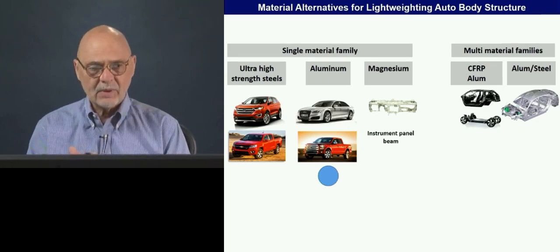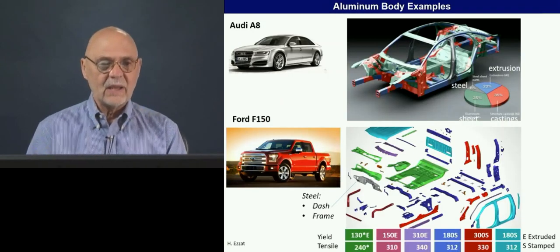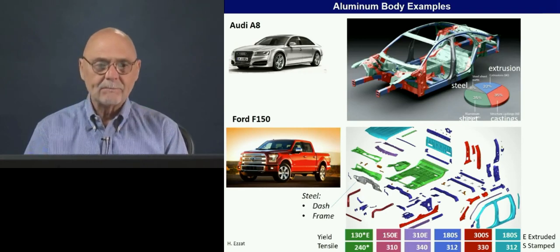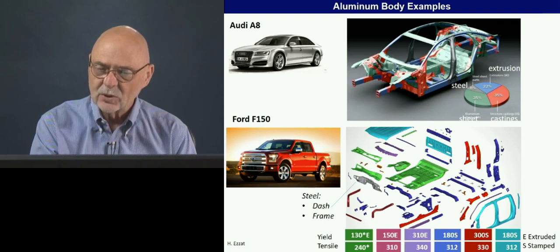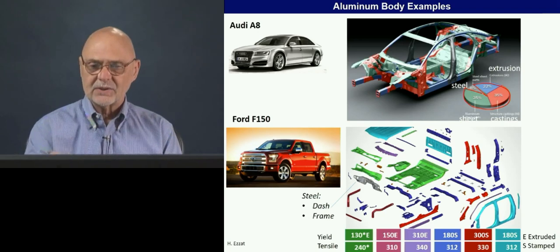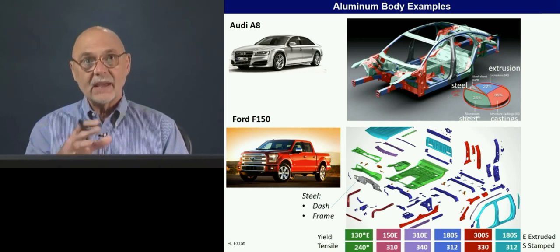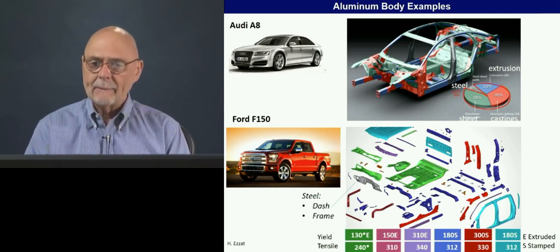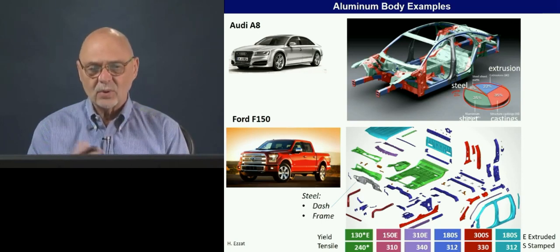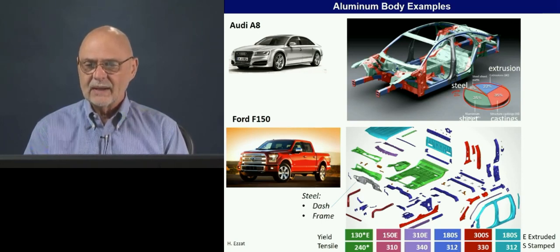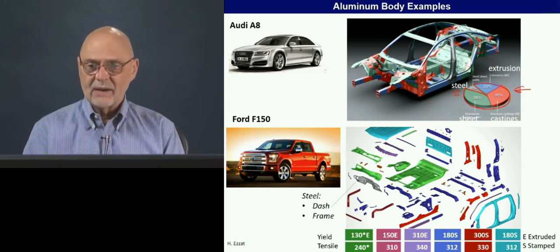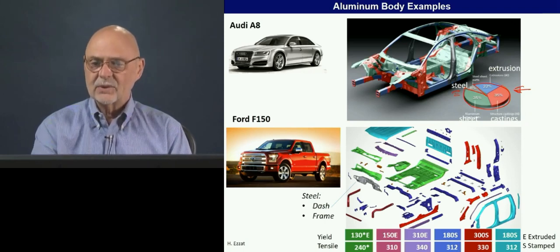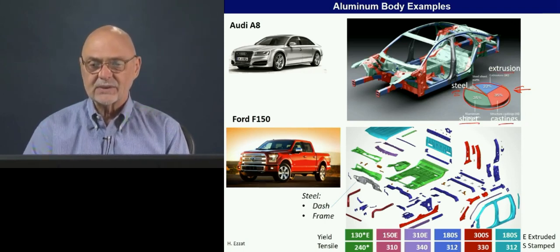aluminum. A couple of examples here. One is the Audi A8. It has lots of aluminum in it. So you see quite a few aluminum parts. The steel is basically just the hang-on panels, things like the bolt-on, perhaps fenders or so. So this is largely a homogeneous structure made of aluminum, and this is showing the various manufacturing processes in order to get the shapes.